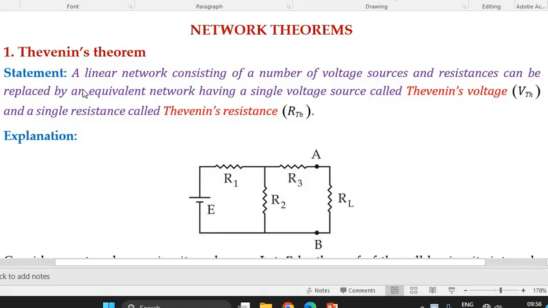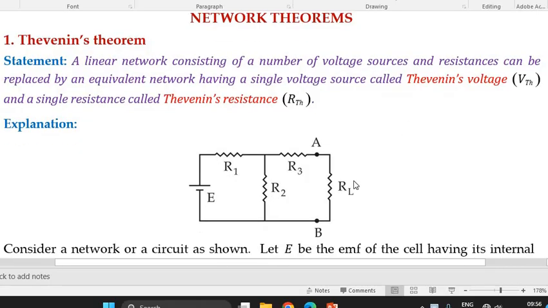Thevenin's theorem states that a network consisting of a number of voltage sources and resistances can be replaced by an equivalent network having a single voltage source called Thevenin's voltage, V Thevenin, and a single resistance called Thevenin's resistance, R Thevenin. Here, the voltage source has been represented as E. There are three resistors connected in the circuit, R1, R2, R3. Then RL is nothing but the load resistance.